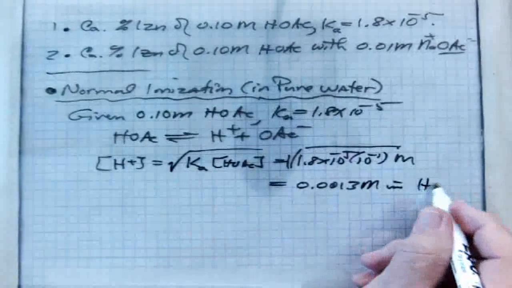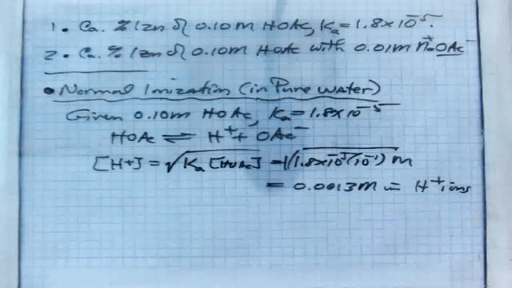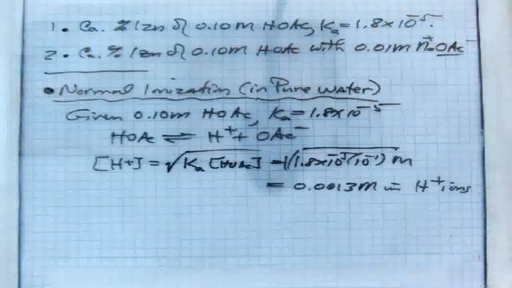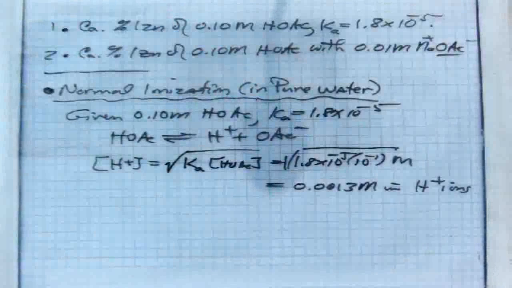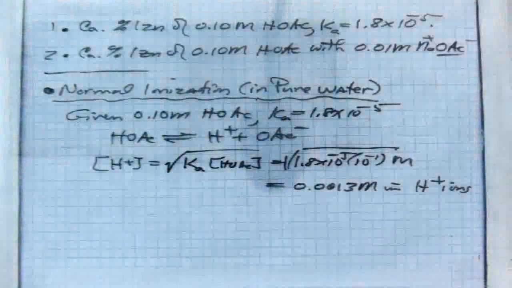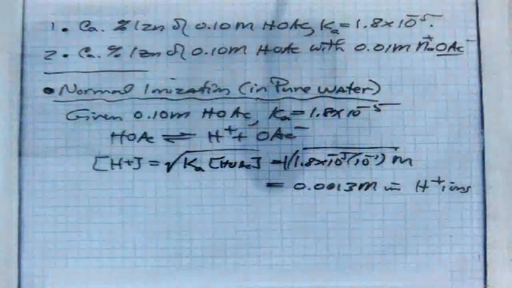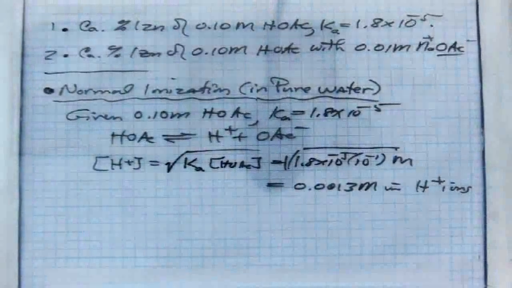Okay, so the percent ionization now of the HOAc is the amount of hydronium ion generated in the ionization divided by what we started with. That's the part over total times 100%. So that is 0.0013 divided by 0.10 times 100%, and that comes out about 1.3% ionized.